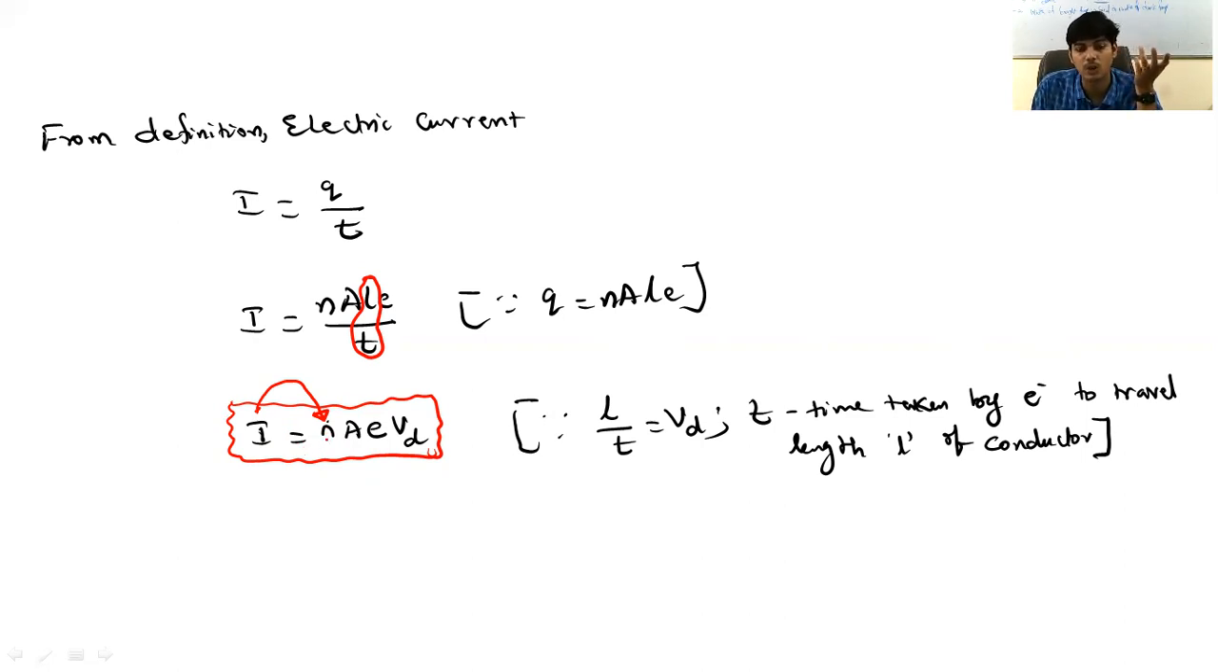In case of insulators, the n value will be 0. The number of electrons per unit volume will be zero. Hence the current in an insulator will be zero. Correct? So this is the actual formula for electric current. I is equal to nAevd, right? So this is regarding the relationship between current and drift velocity.